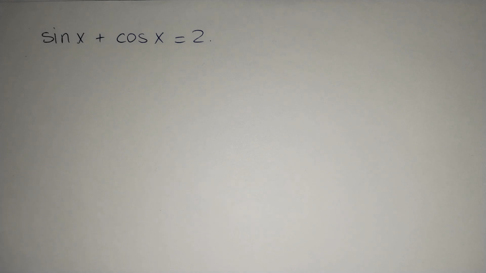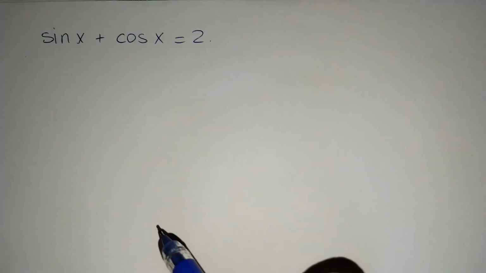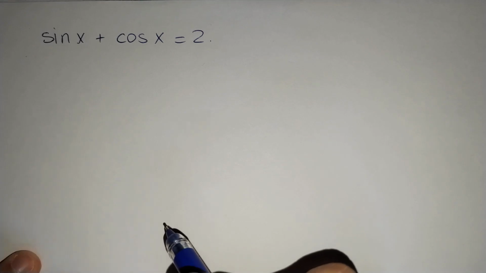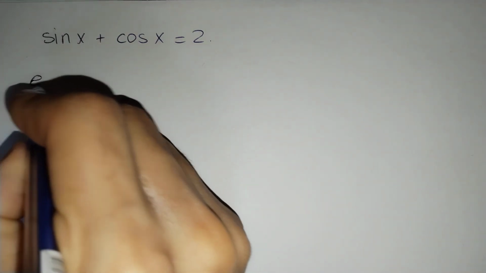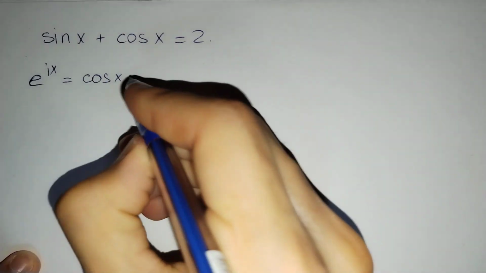Now we have a great math problem which I have never seen on YouTube: sin x plus cosine x equals 2. How should we solve this question? Now let's begin. We know that e power ix equals cosine x plus i sin x.